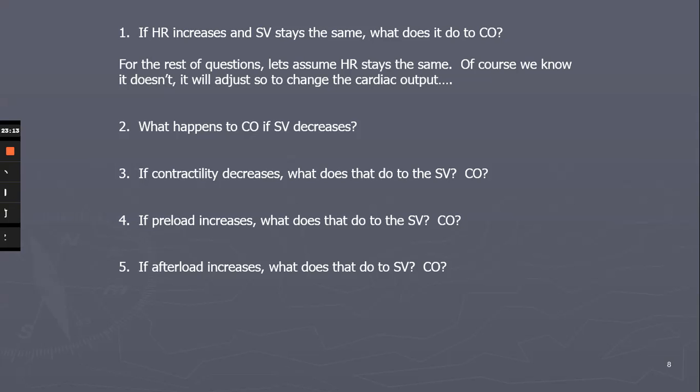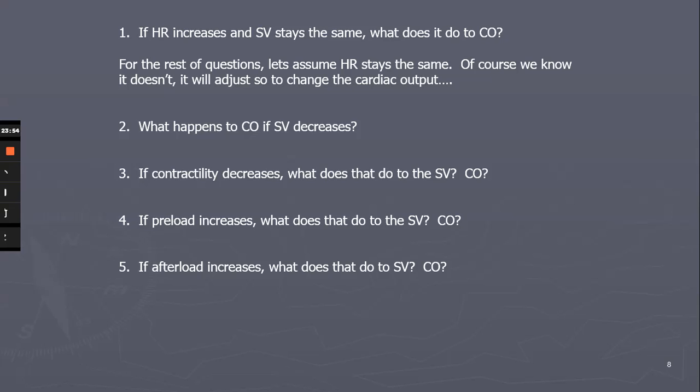Okay, number 3. If contractility decreases, what does it do to the stroke volume? It's going to decrease the stroke volume. Okay, what is it doing to the cardiac output? It's going to decrease cardiac output. Very good. Okay, number 4. If preload increases, what does that do to the stroke volume? It's going to increase it. What is it doing to the cardiac output? It's going to increase it.